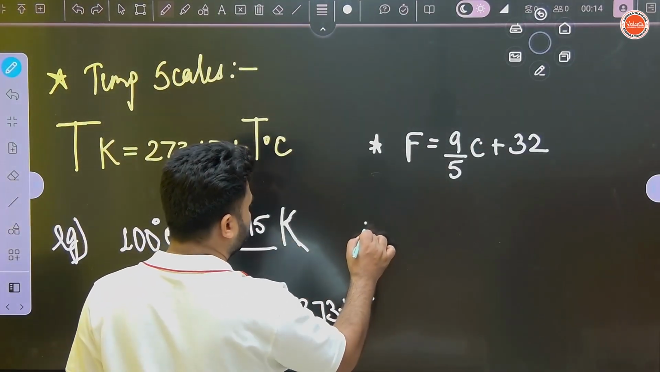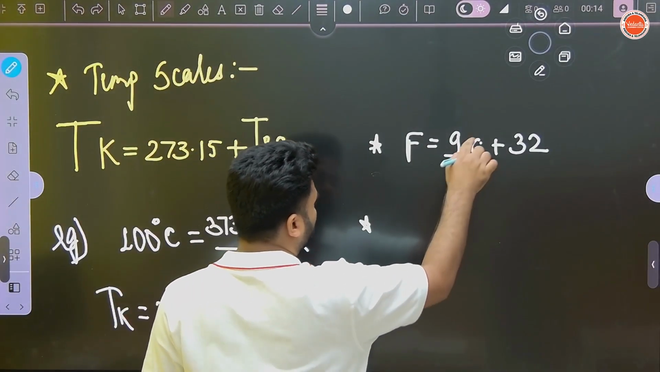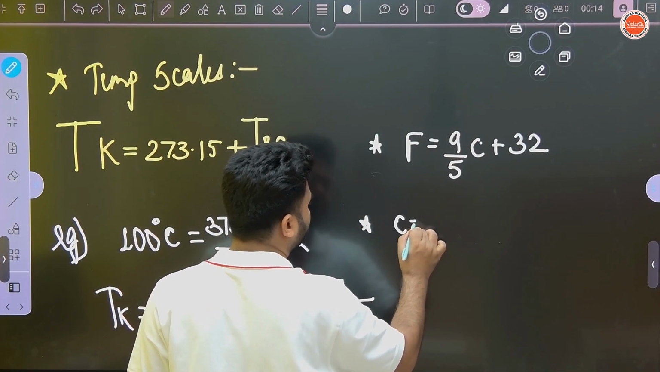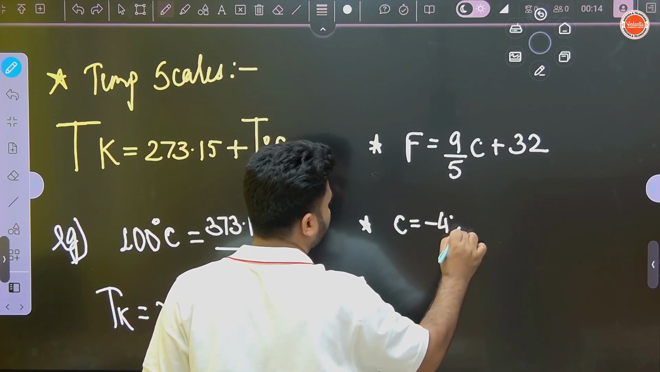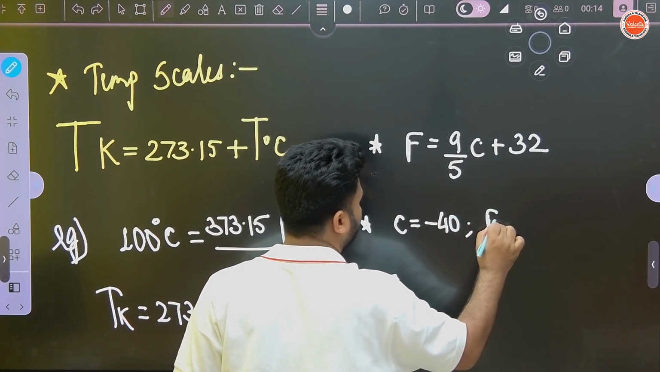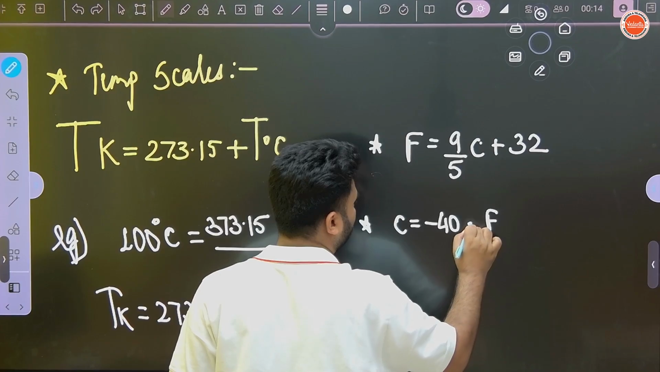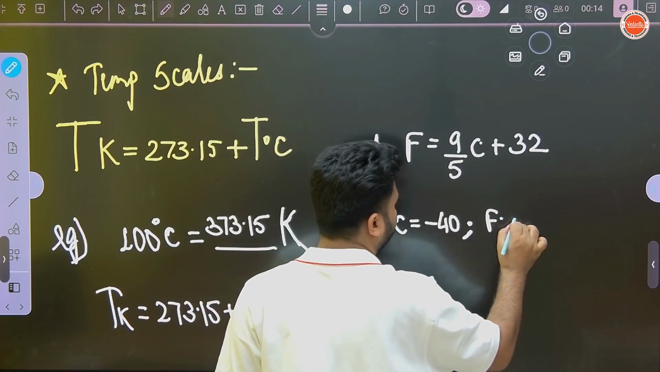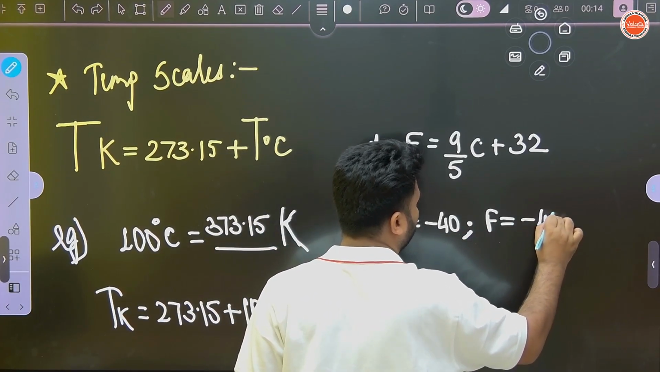Here one important question is there: if you put the C value as minus 40, you will get the F value also as minus 40. This is the unique value where both scales are equal.